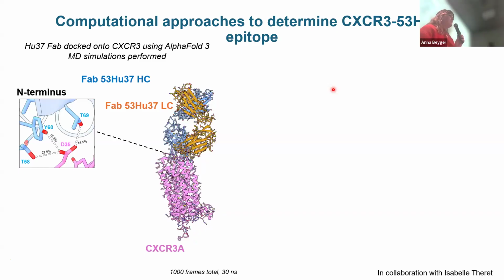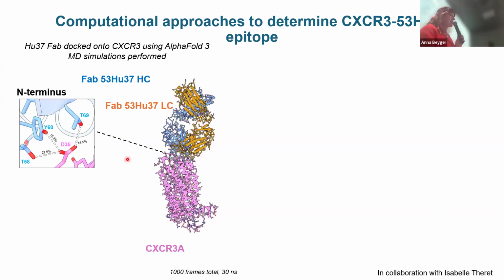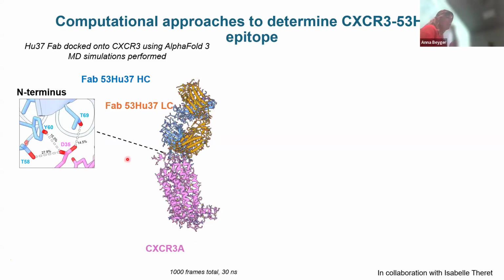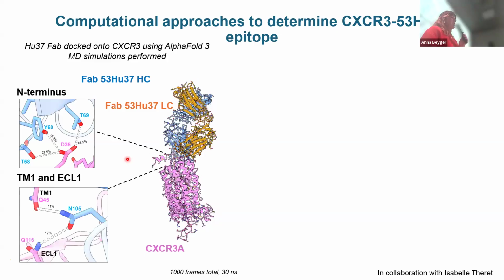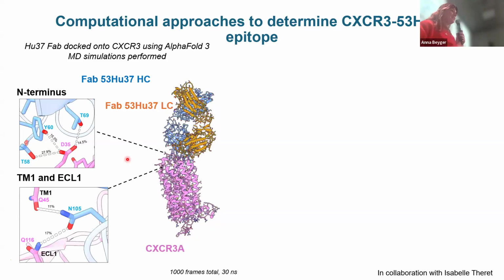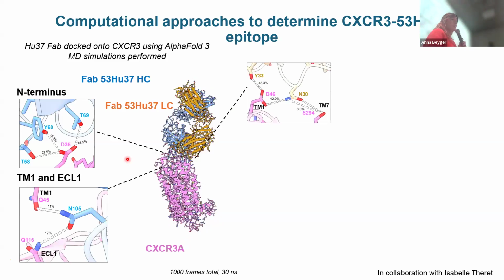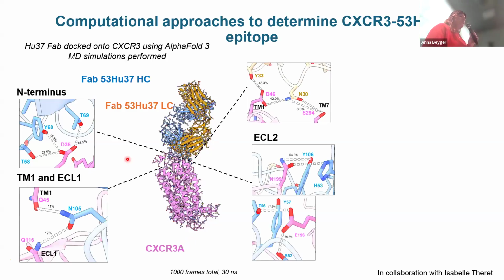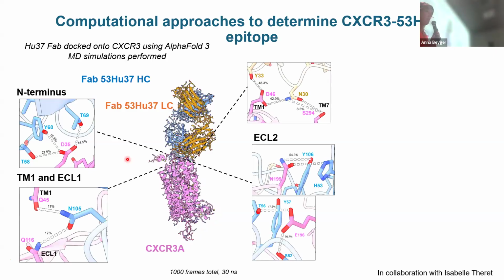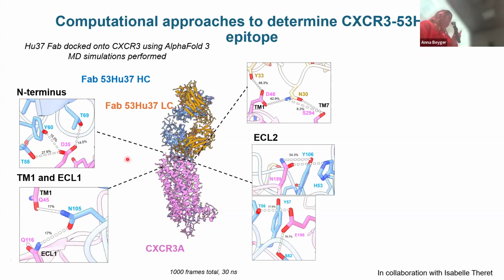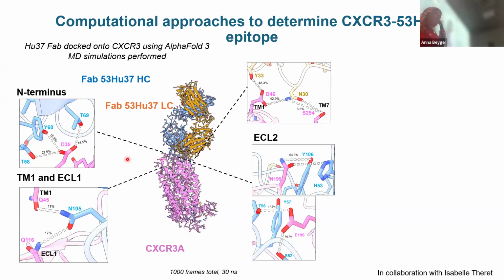We found one residue at the N-terminus that formed quite a lot of interactions with the Fab heavy chain. We also found a residue at transmembrane helix 1 and ECL1 contributing to it. We also found 2 residues at extracellular loop 2 that formed quite a lot of interactions in a large portion of the frames.